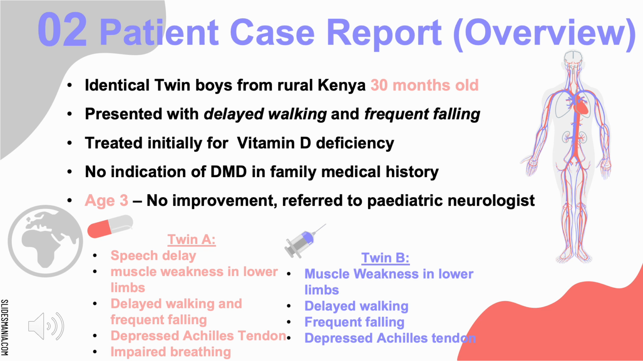At 3 years old, there was no improvement seen. Instead, the family reported that twin A had a speech delay. Twin A was referred to a pediatric neurologist who noticed extreme muscle weakness in the lower limbs. Under observation, it was noted that he was experiencing impaired breathing. Both twin A and B presented with depressed tendon reflexes, especially that of the Achilles tendon.